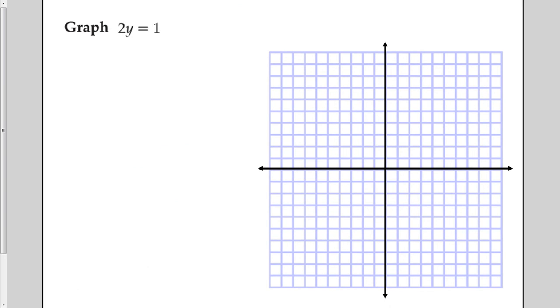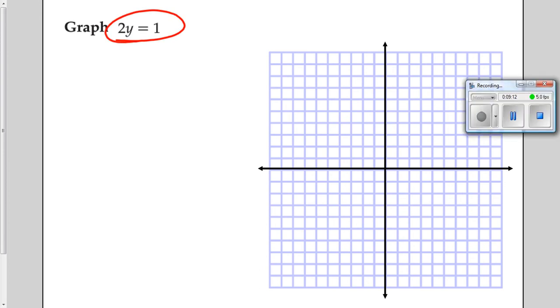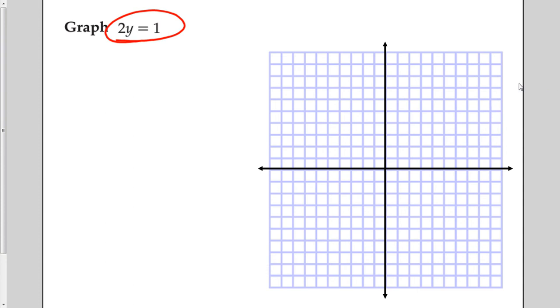Now we're going to look at one where it looks a little bit different. We're going to look at an equation where we don't have an x. And so we need to know what this means. First we're going to try to get it into y equals mx plus b, remembering what that form looks like.